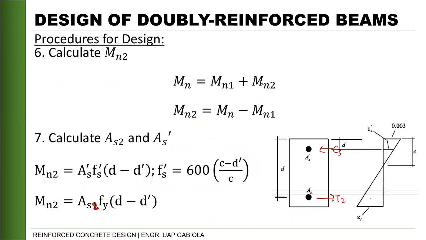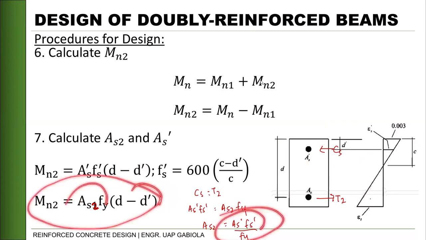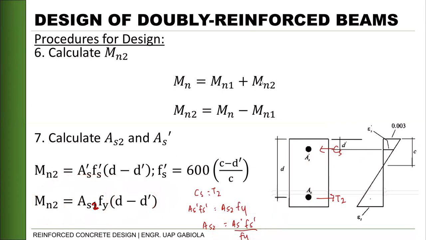Pwede natin gamitin, since this is a couple nga, no? Pwedeng Cs is equals to T2. So, yung Cs natin, that is As' fs' is equals to As2 Fy. So, para makuha si As2, that is just As prime fs prime over Fy. Okay? Kung ayaw natin gamitin itong formulang to. Pero kung ano mang gagamitin natin, kung itong formulang to or itong formulang to para makuha si As2, it will be the same value. May konting discrepancy due to pag-round off ng numbers, pero basically the same value dapat siya.